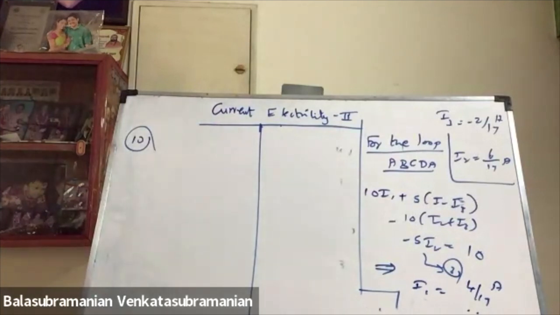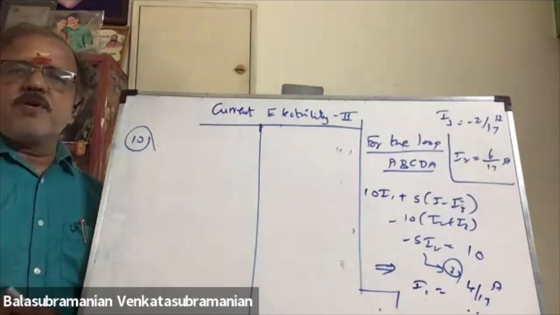In a potentiometer arrangement, a cell of EMF 1.25 volts gives a balancing point at 35 centimeter length of the wire. If the cell is replaced by another cell and the balancing point shifts to 63 centimeter, what is the EMF of the second cell? Comparison of EMF in the case of potentiometer.